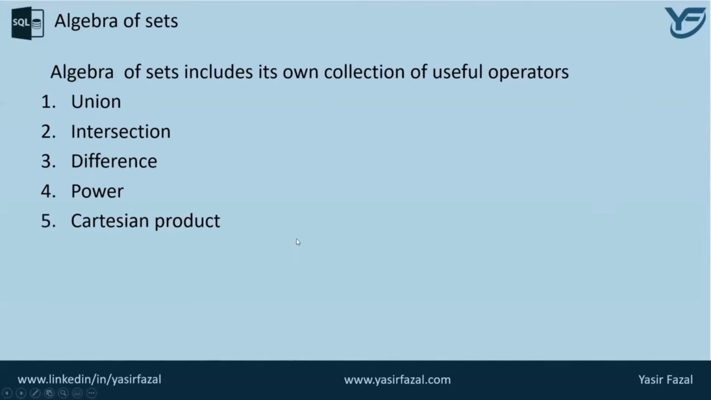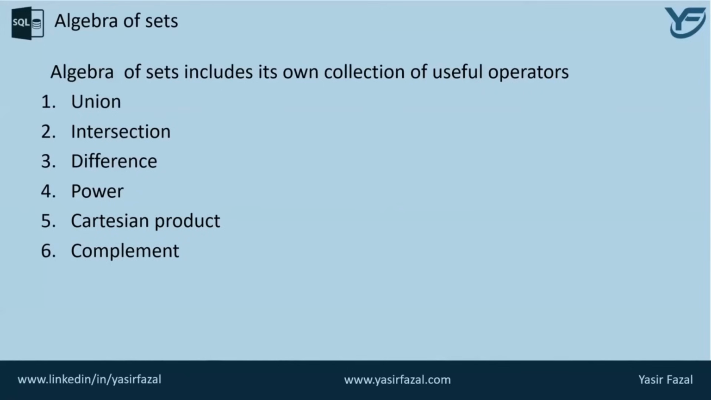Another one is the Cartesian product of sets. When you multiply two sets with each other, you will actually get the Cartesian product. So this is further going towards the algebra of sets.